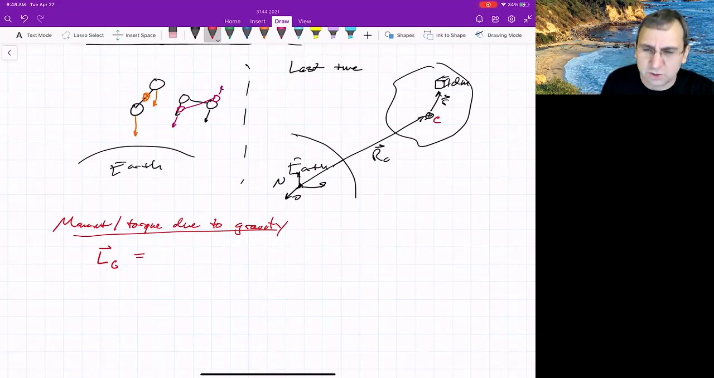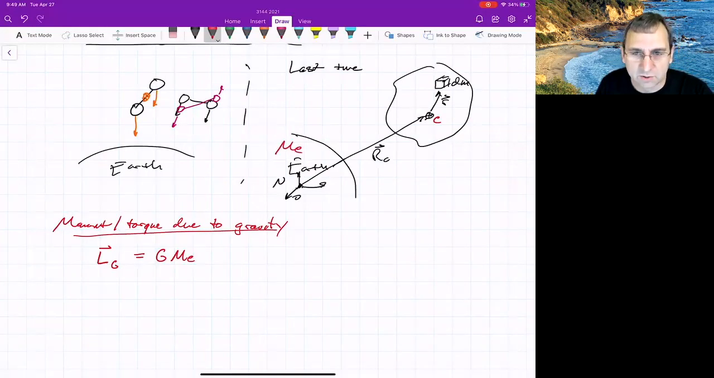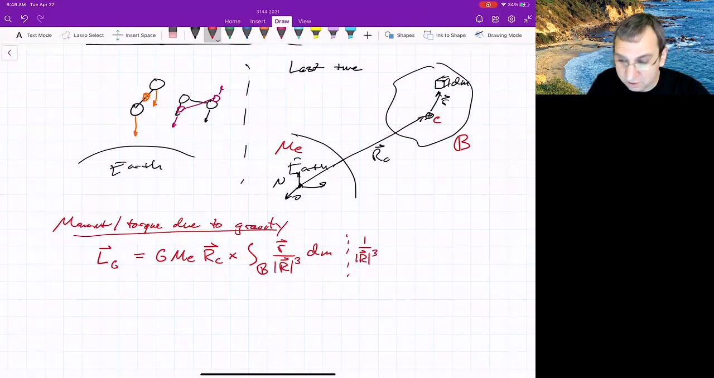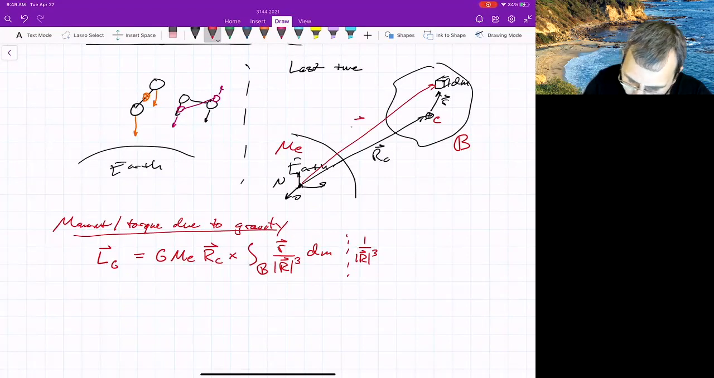This was G M_E, so that's the mass of the Earth, G is the gravitational constant. And then we had R_C cross, and then the integral over the body, little r, big R to the third, dm. And we had gotten to 1 over the magnitude of big R to the third. And what is this? Big R is the vector from the center of the Earth to each little piece in the body.